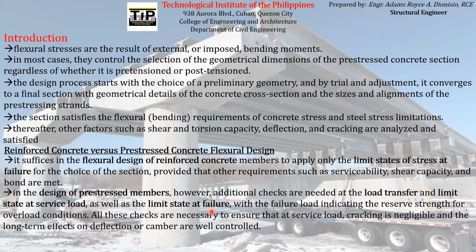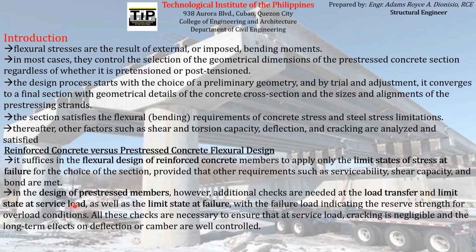So usually they just have the same formulas and same procedures for the design at ultimate strength. The only difference is that for the case of pre-stress members, there are additional checks that we are doing, which are again the checks of the stresses being experienced by the concrete as well as the steel, the pre-stressing reinforcement, at load transfer and at service load condition.